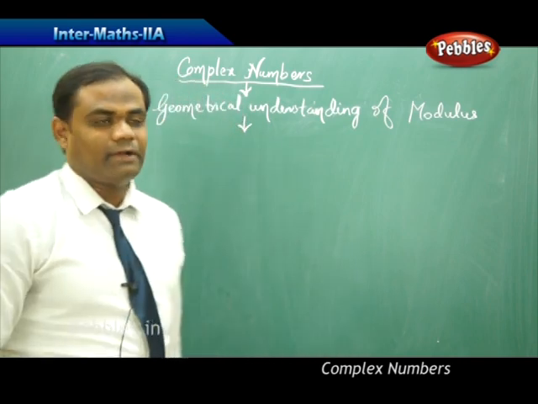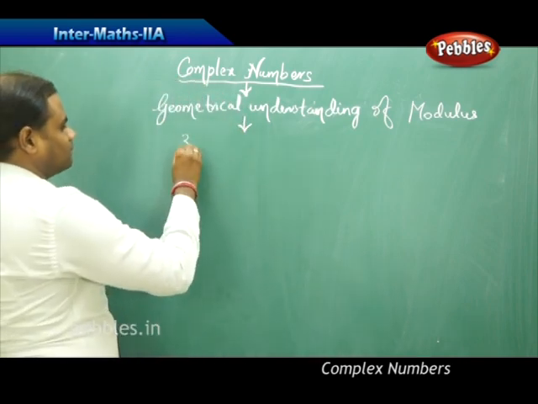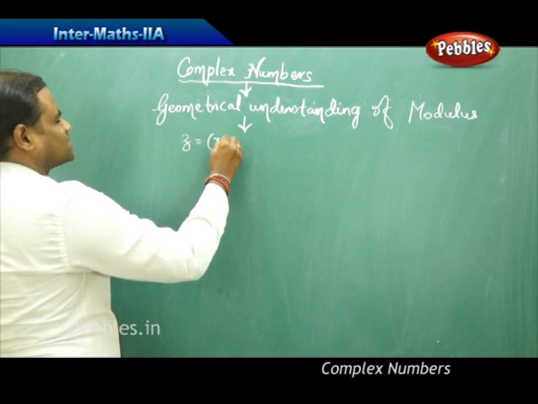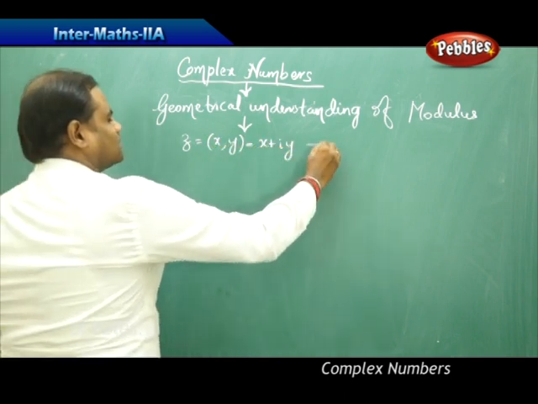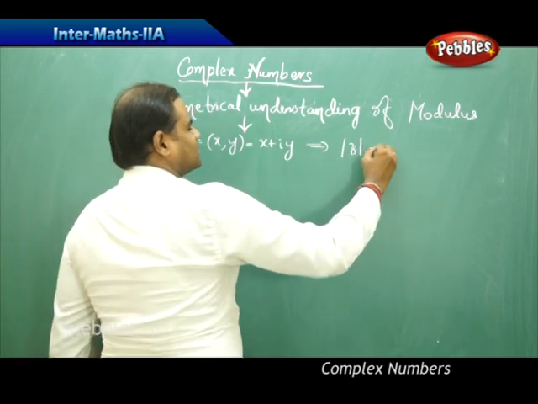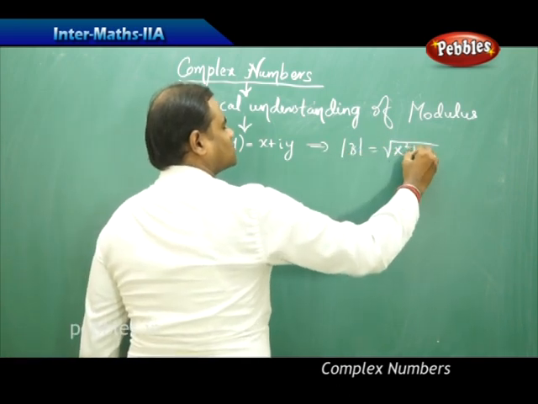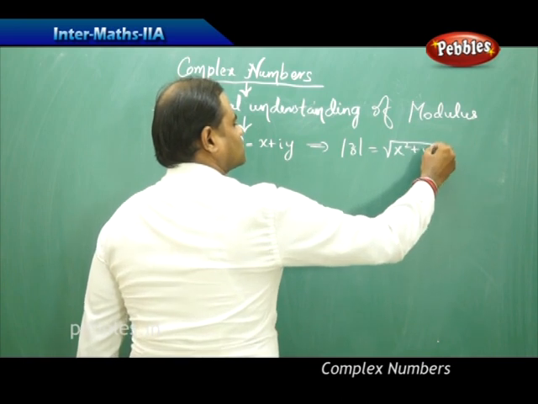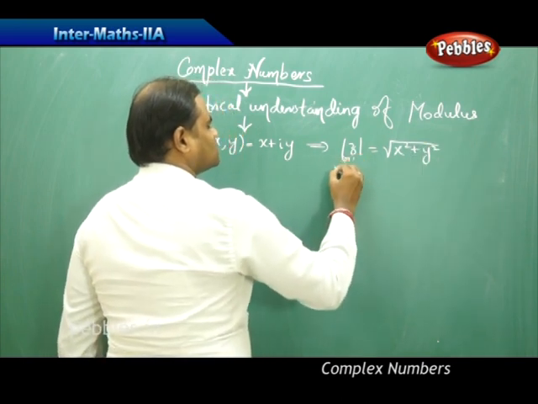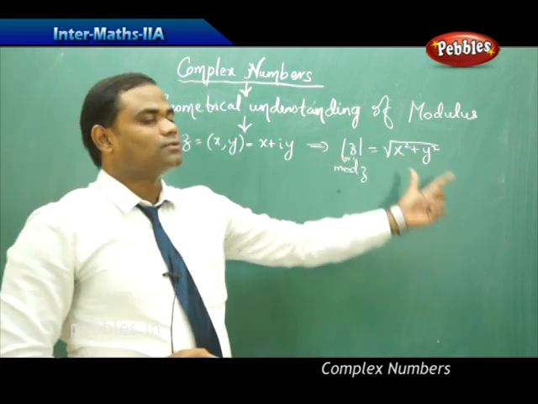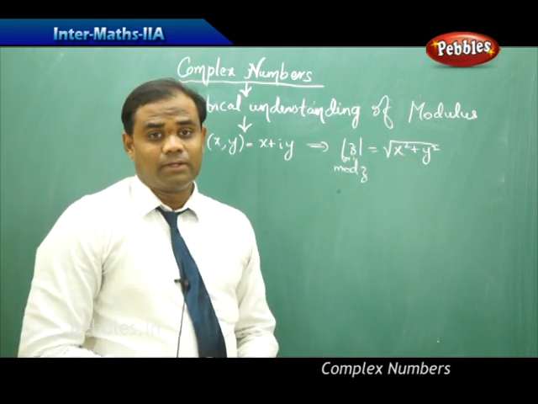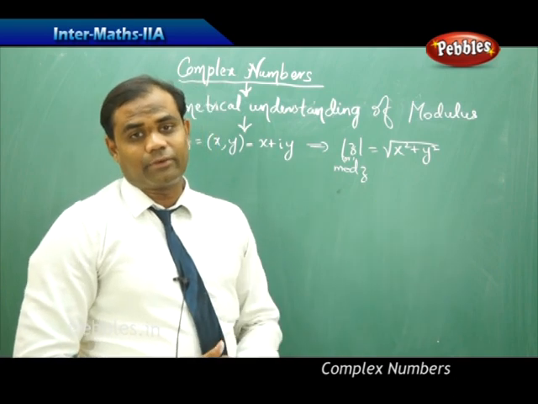Now that we have defined the modulus, say if I have my z is x comma y, that is x plus iy, that implies modulus of z is defined as root of x square plus y square, the mod z, which is also read as mod z. So this is given by root of x square plus y square. Now how do I understand this geometrically?